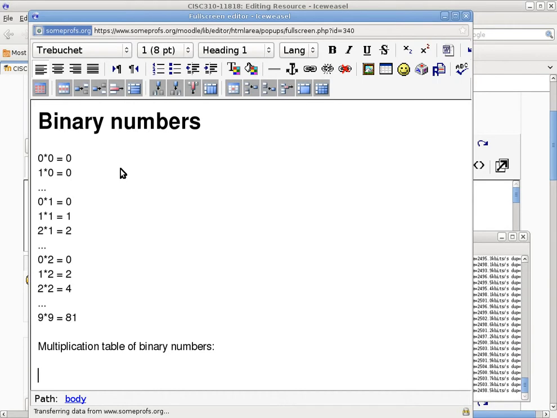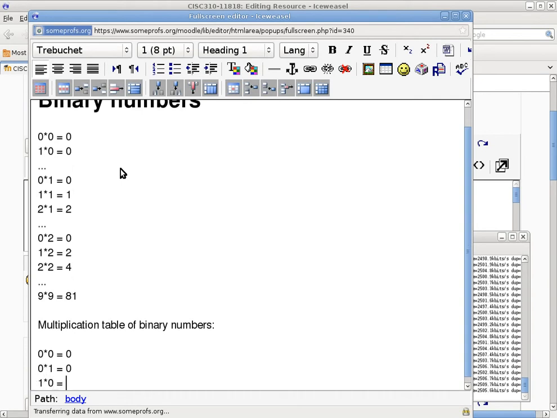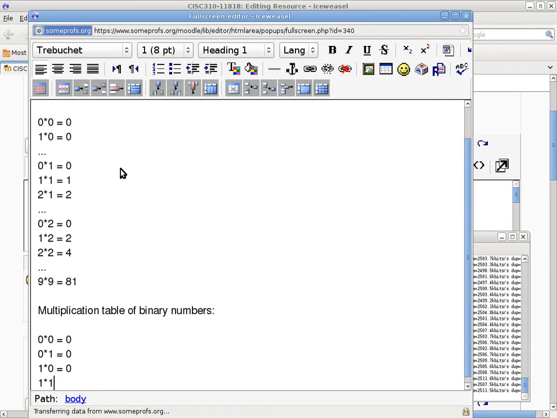Okay, 4 entries, right? Because we got 0 times 0 equals 0. 0 times 1 equals 0. 1 times 0 equals 0. 1 times 1 equals 1. That's it. Don't you think that we should have learned the multiplication using binary numbers instead of decimal numbers? I don't think I have any problem memorizing that.